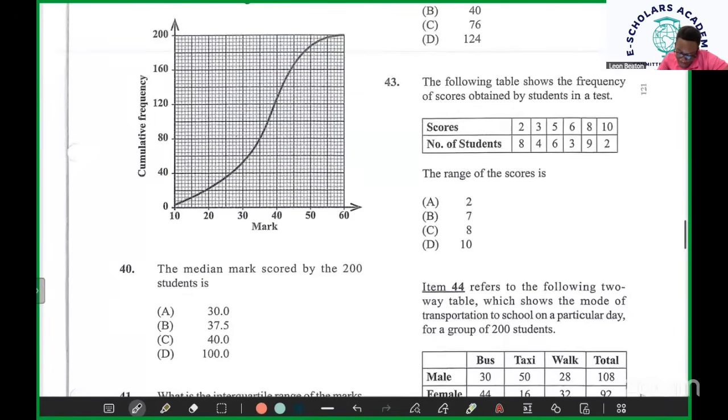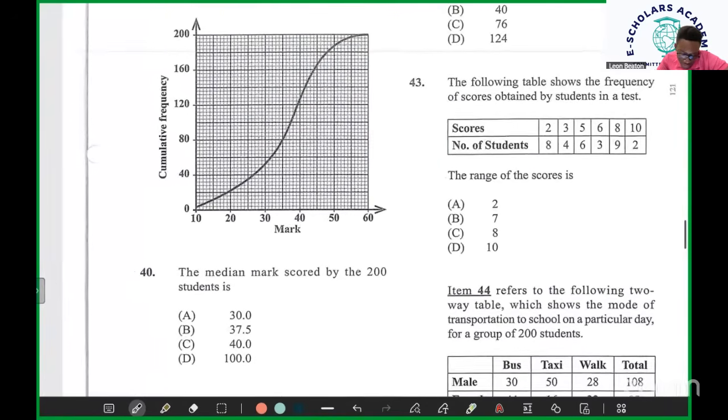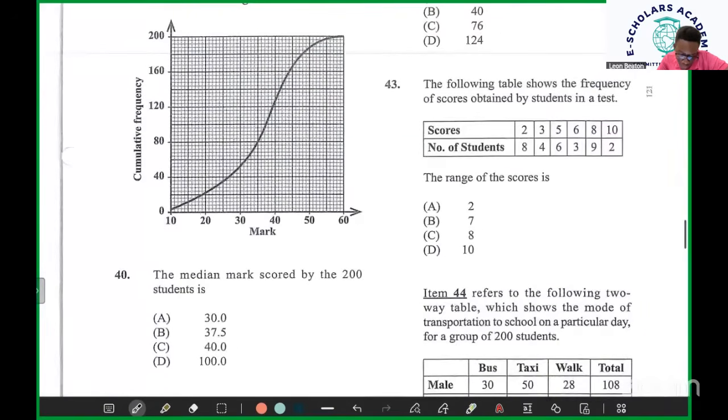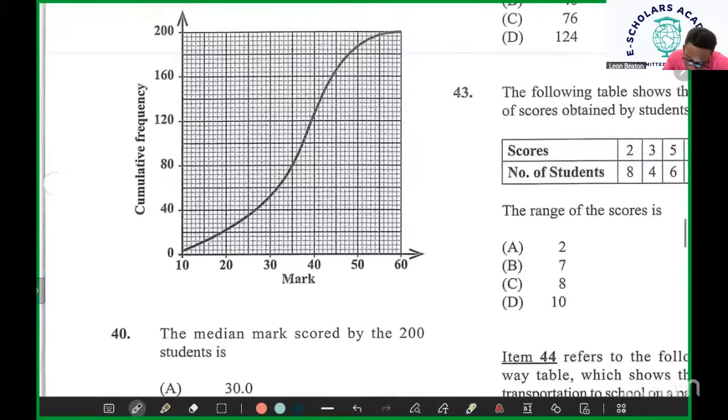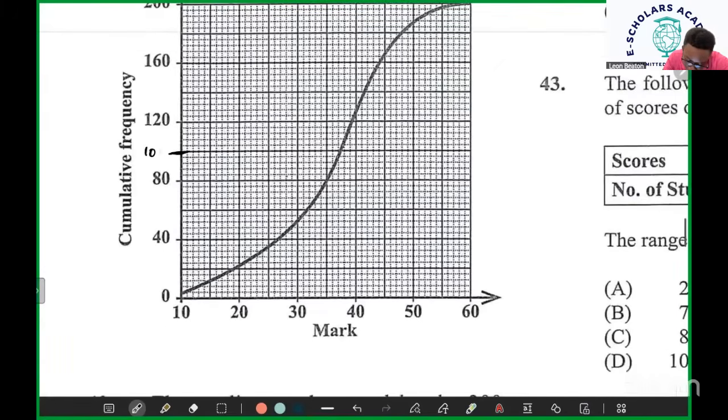The median mark scored by the 200 students is... so you go to the middle, then go across and go down. This is 120, this is 80. So obviously 100 would be right in the middle here. Let me zoom in. This would be 100. So we go across.